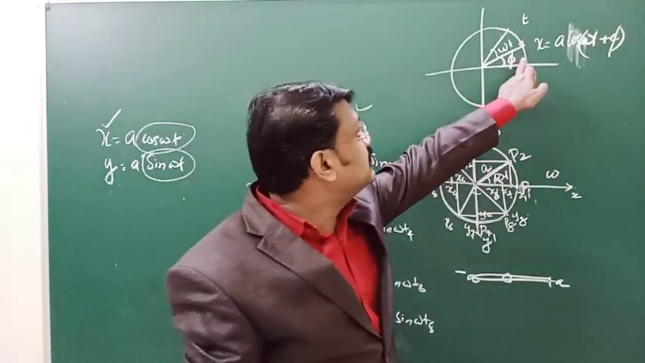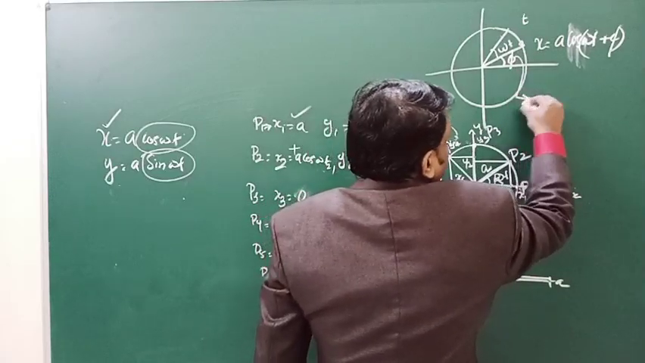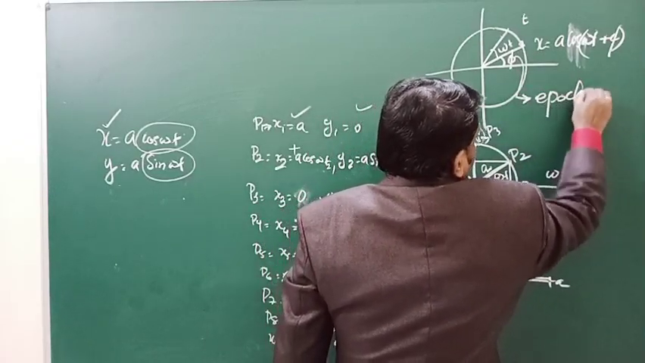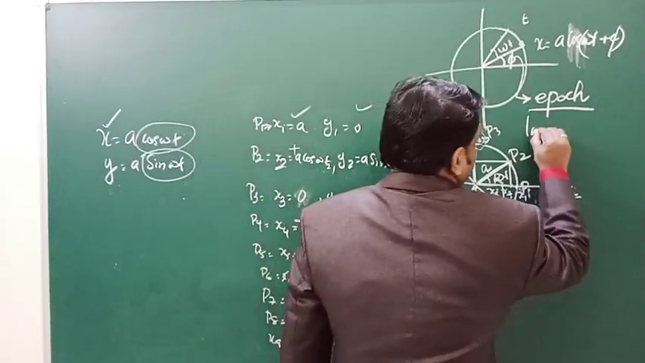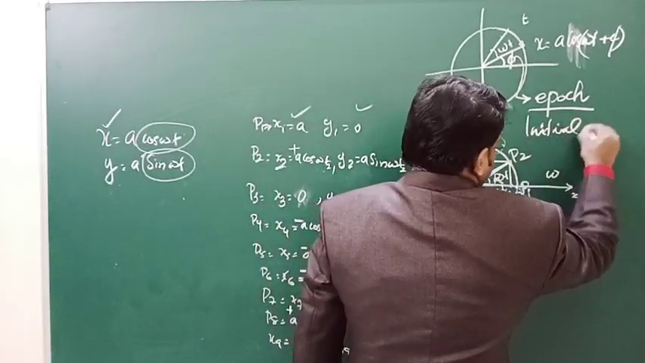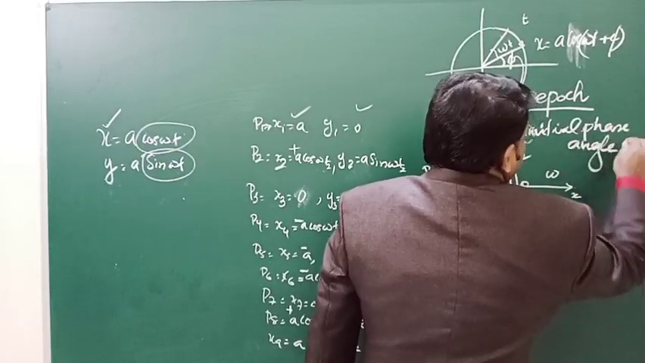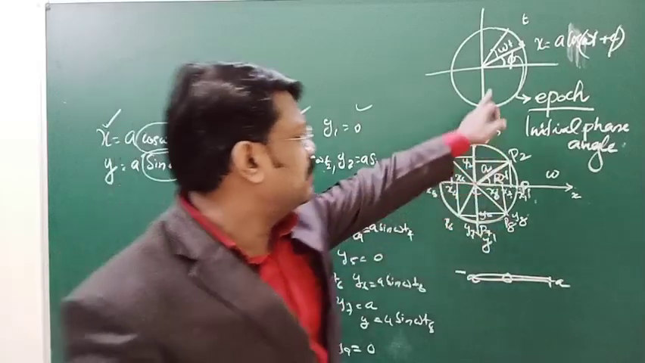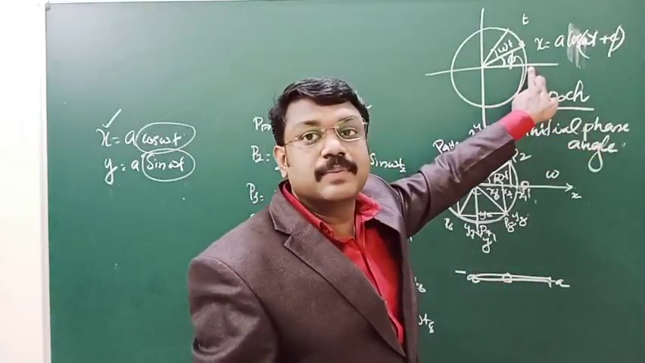Because the angular displacement phi is already there, that is known as the epoch. That is known as the initial phase angle. In most probable cases, that epoch will be 0. That means we are considering the particle starting its motion from the x direction.